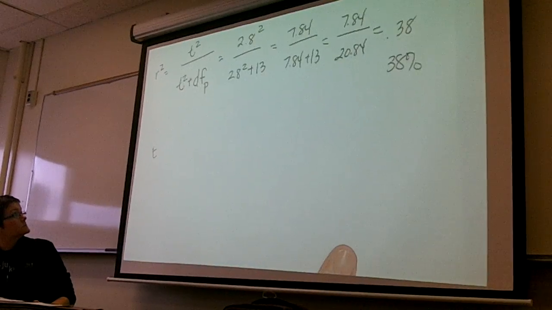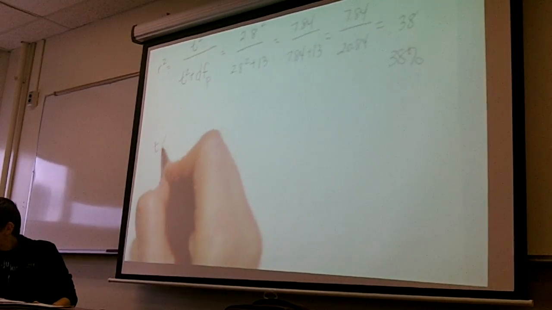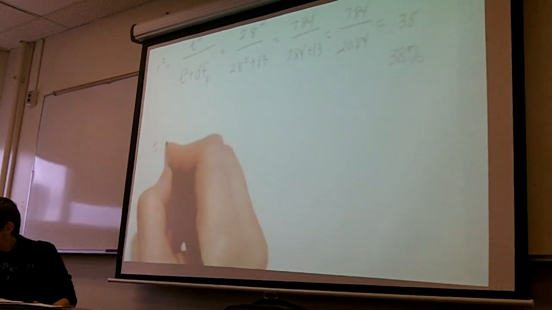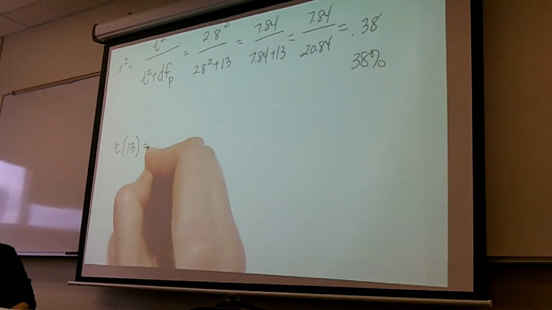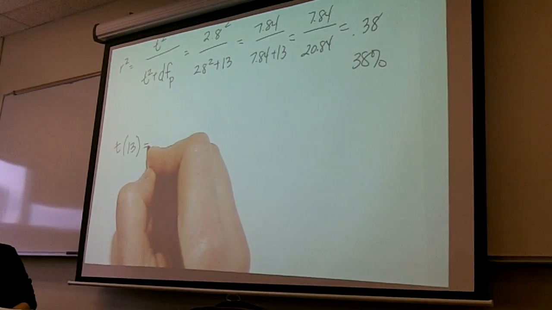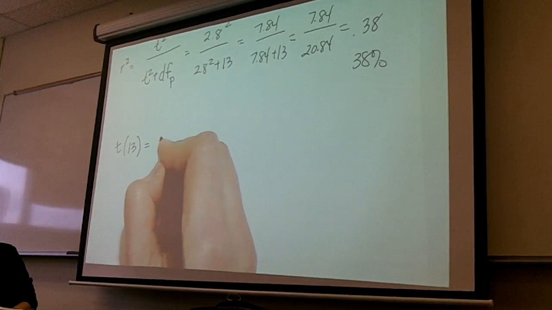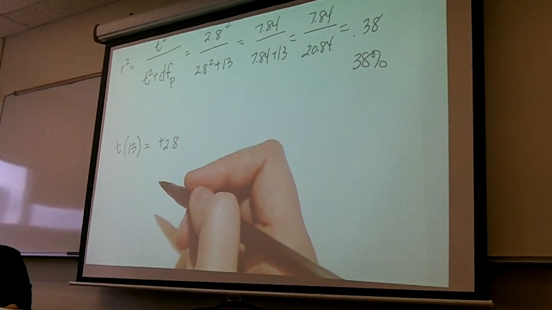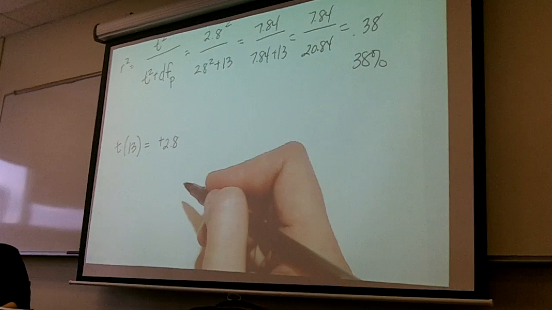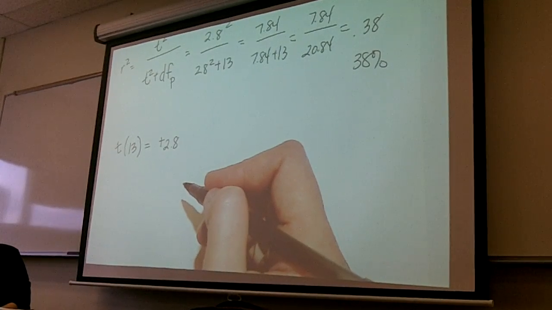Small t, parentheses, 13, okay, equals positive 2.8, or negative 2.8 if you did it the other way. Either one is fine as long as you use your observed value, okay?